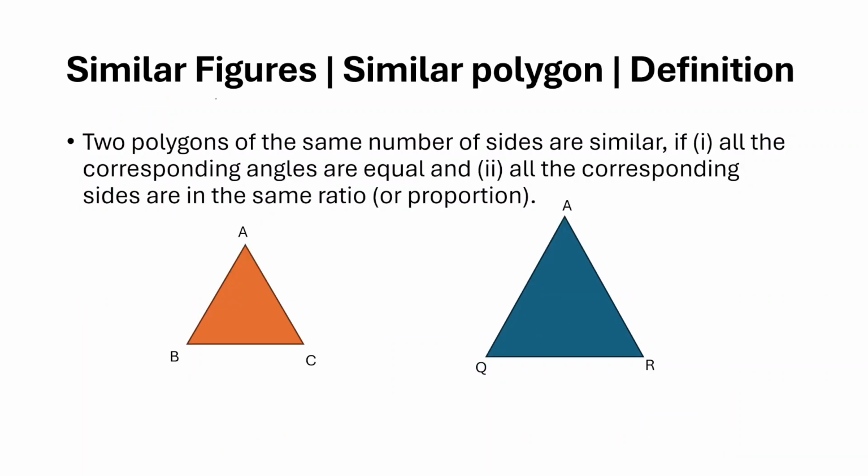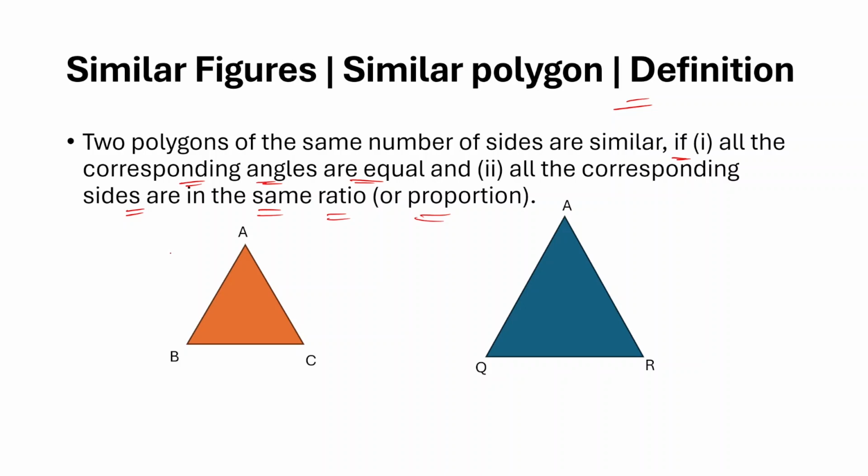Moving on, definition. What exactly is the definition of a similar figure? Two polygons, or you can also say similar figures or similarity theorem. Two polygons of the same number of sides are similar. If you take two polygons of the same number of sides, we are going to say they are similar only if all the corresponding angles are equal, and all the corresponding sides also have the same ratio or proportion. Okay, what does the theorem or definition say?